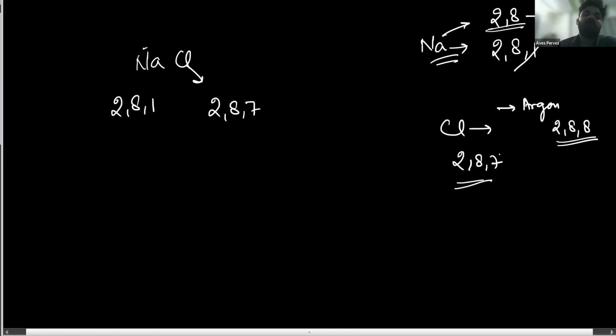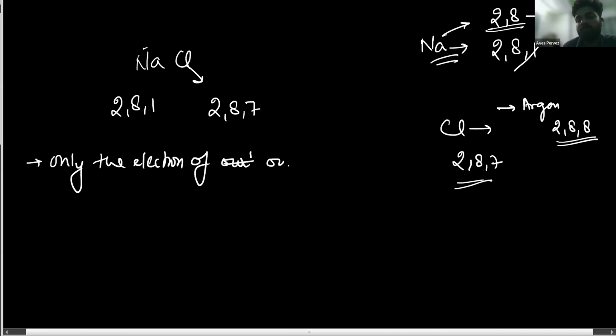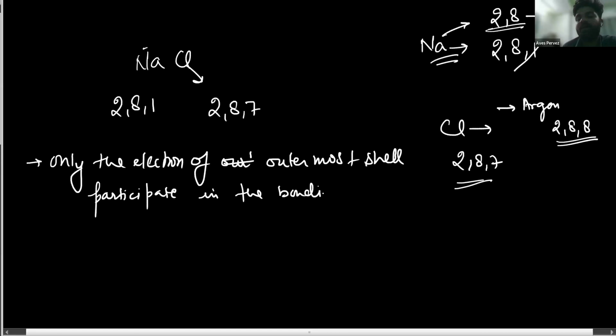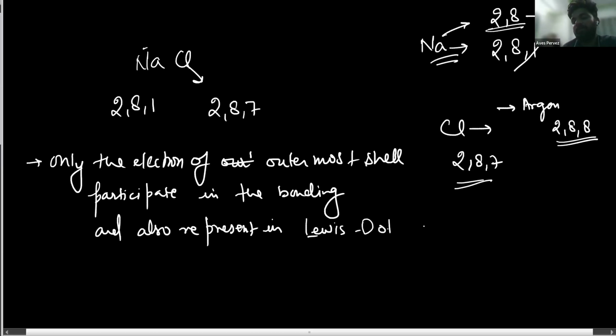That is simple. Okay. And you need to note it down that only the electrons of the outermost shell participate in the bonding and are also represented in the Lewis dot structure. Got it? We are not going to represent the innermost electrons, the inner shell electrons.